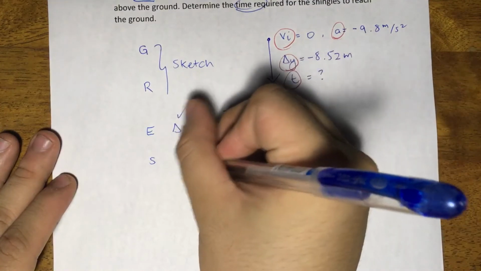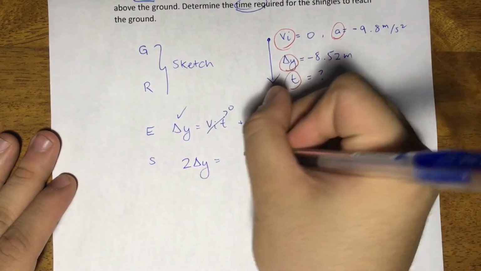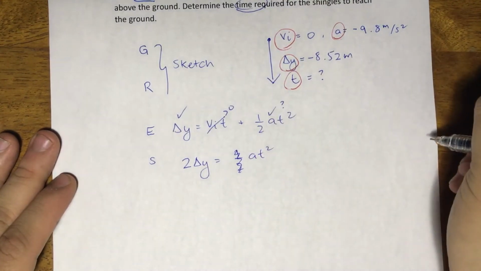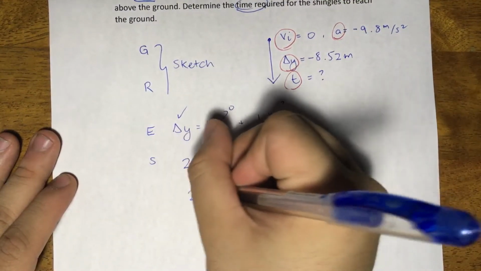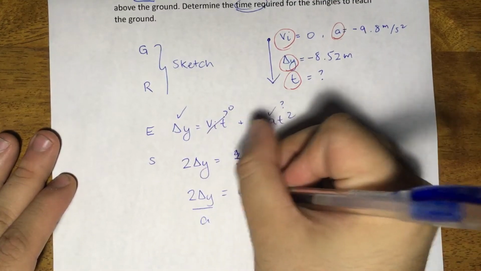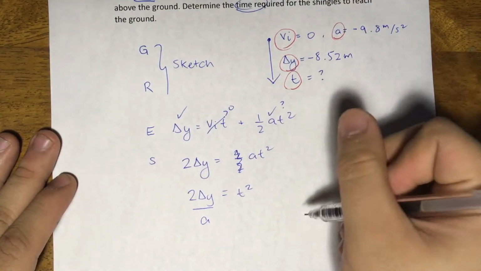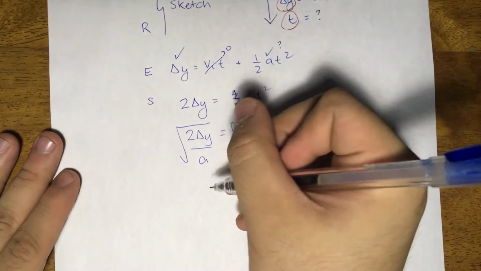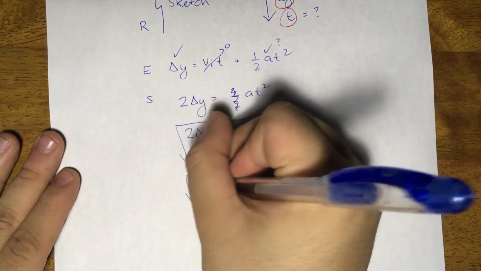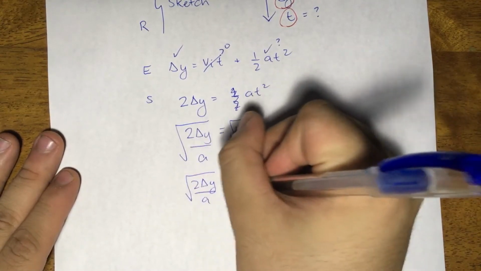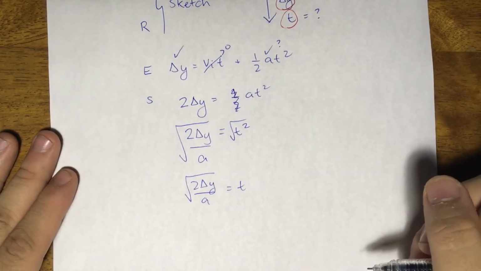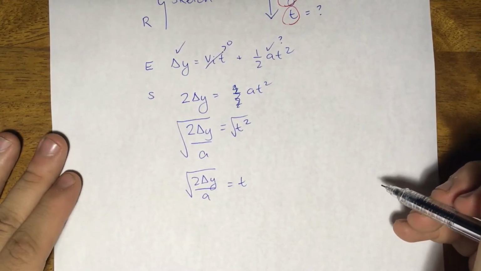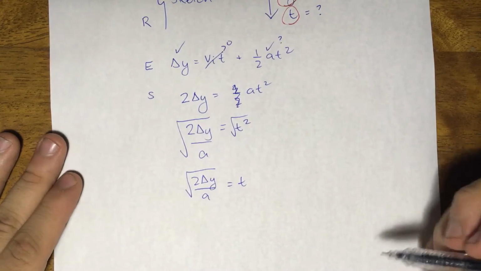So it will become 2 times delta y is equal to, sorry, a t squared rather. Okay, and then we can transfer a to the other side. 2 delta y over a is equal to t squared. Get the square root of both sides. You're going to get square root of 2 delta y over a is equal to t, which is something we've used very often in reaction time, in hang time, etc. Okay, so square root of 2 delta y over a is equal to t.